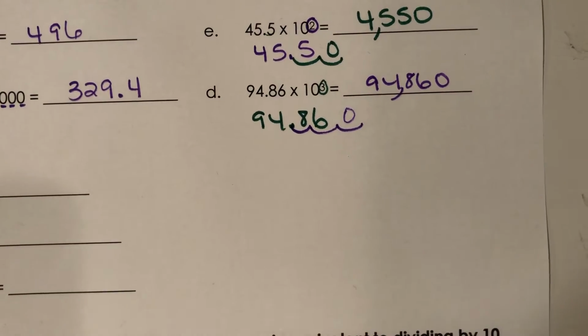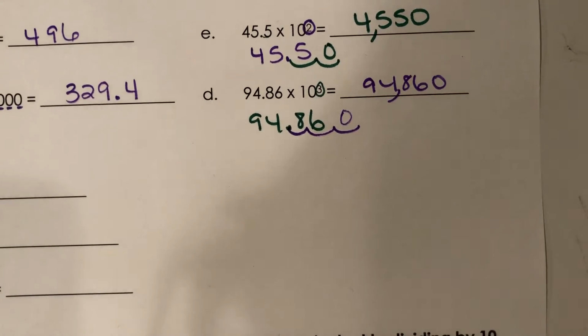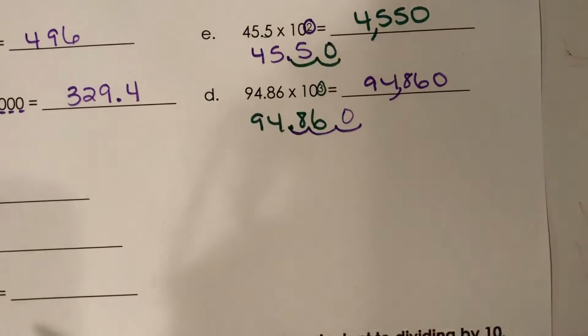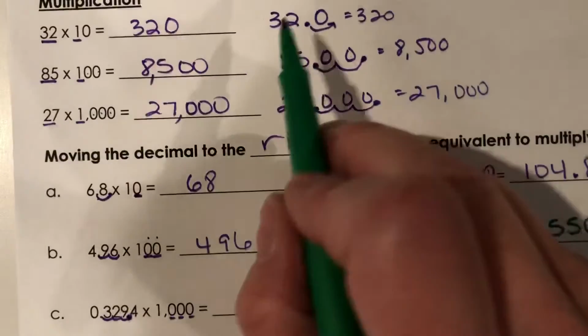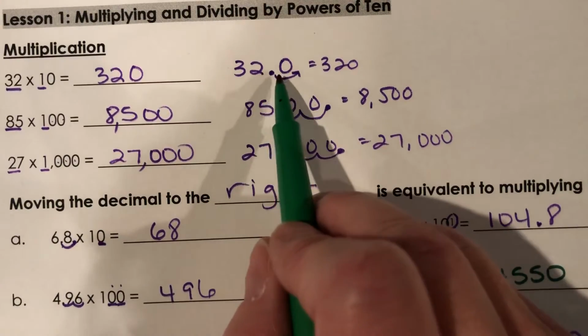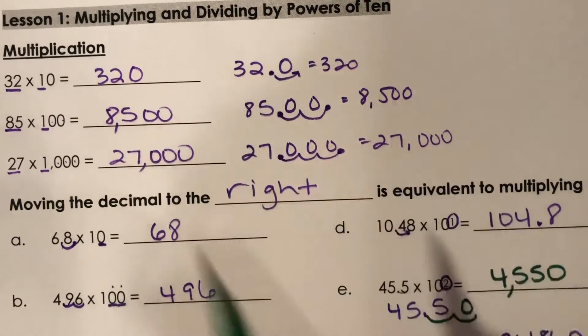So just notice I'm not just putting zeros on the end, right? Because we're not multiplying a power of 10 by a whole number. When you multiply by a whole number, we have to put a 0 in that placeholder, right? Because there was nothing there and the decimal point was all the way at the end.